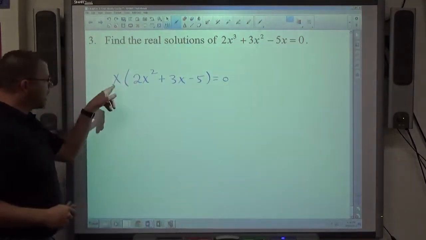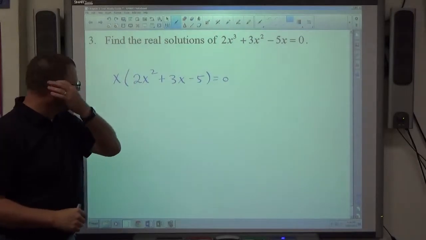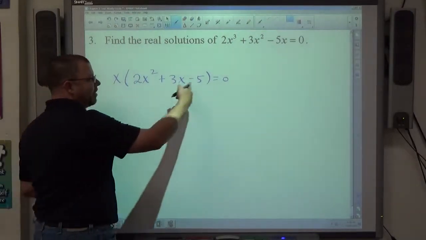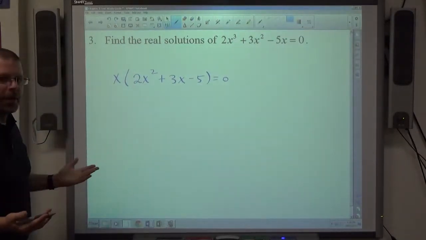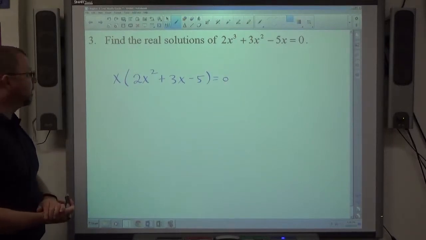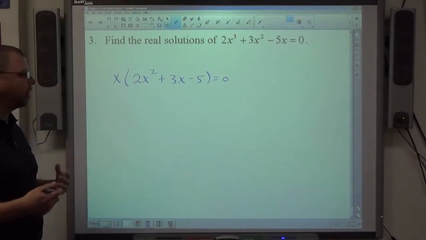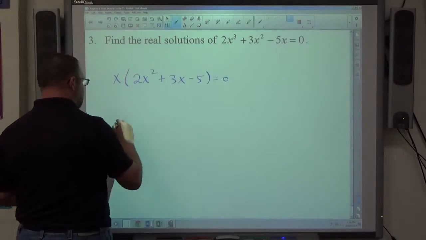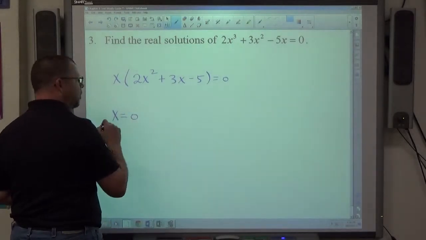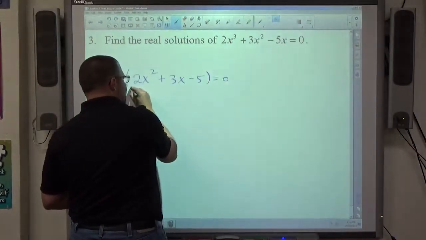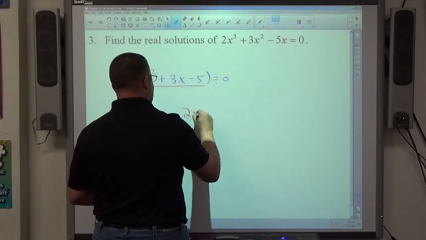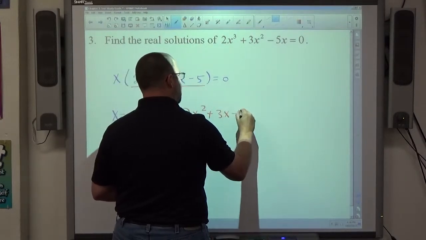And I'm left with x times 2x squared plus 3x minus 5 equals 0. I see this as a factorable trinomial, maybe, but it doesn't look to factor very easily. But it is quadratic, so the quadratic formula is legally used here. So at this point, I'd say x equals 0, and my basic leftover piece here of 2x squared plus 3x minus 5 has to equal 0.